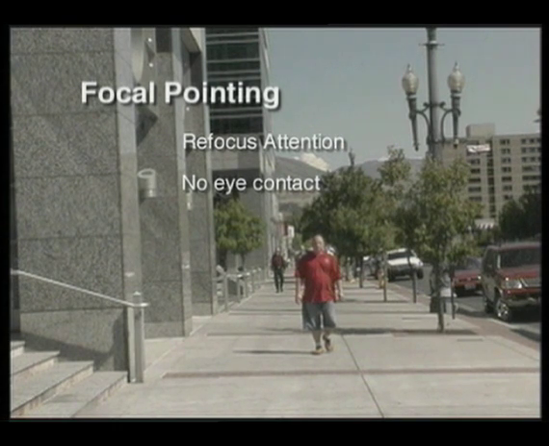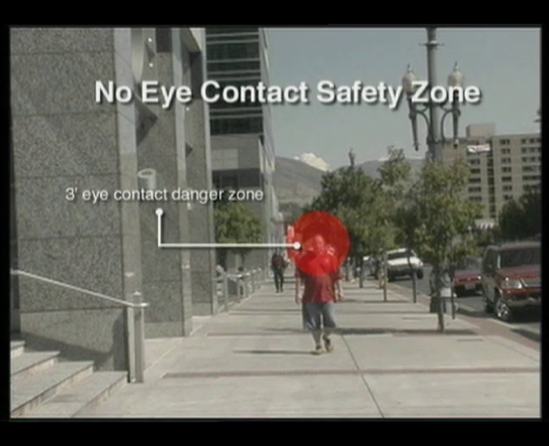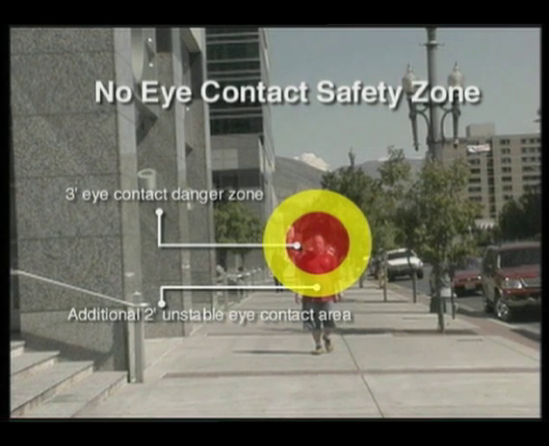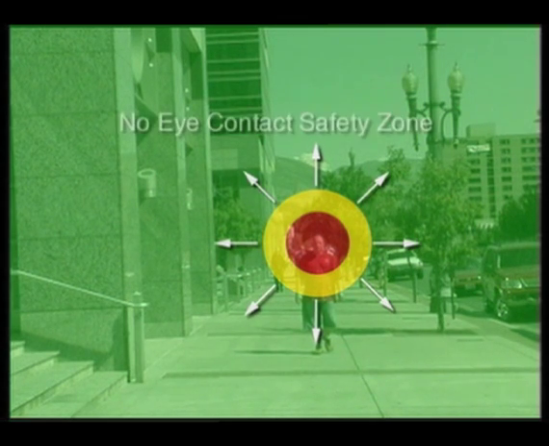In order to avoid eye contact, it is important to remember the no eye contact safety zone. Anything within a 3-foot radius of the incident perpetrator's head is considered dangerous and should be avoided. An additional 2-foot radius is considered unstable and should only be used in case of an emergency. For optimal focal pointing, an area outside both these perimeters should be chosen as a focal point. This is considered the no eye contact safe zone.